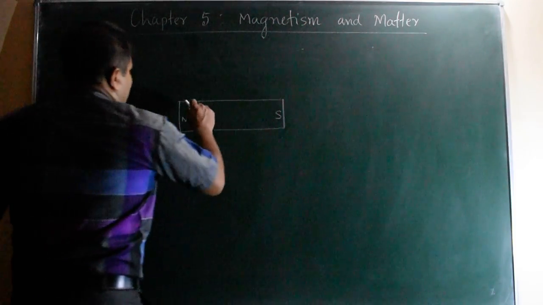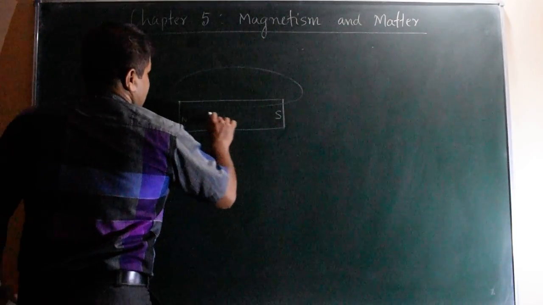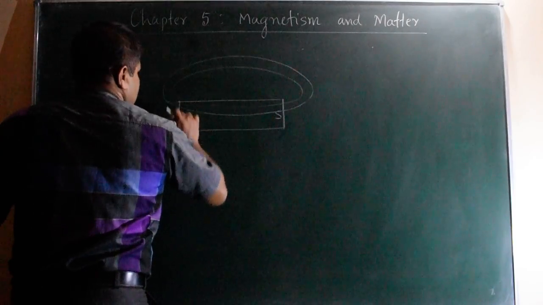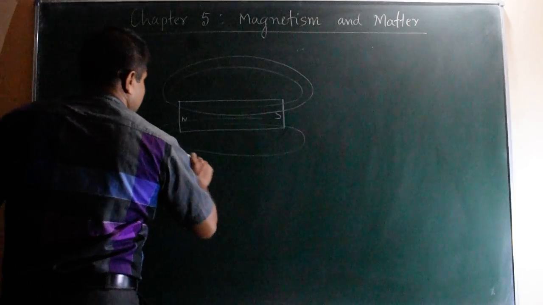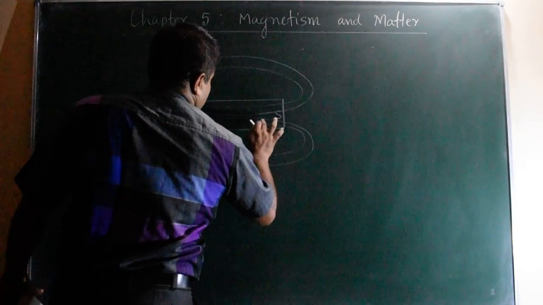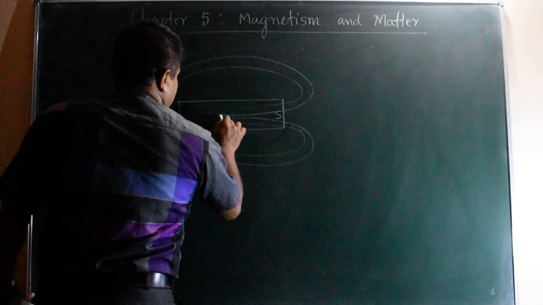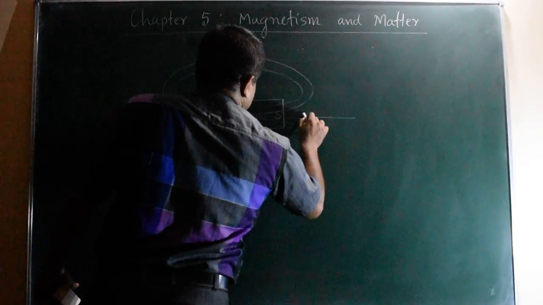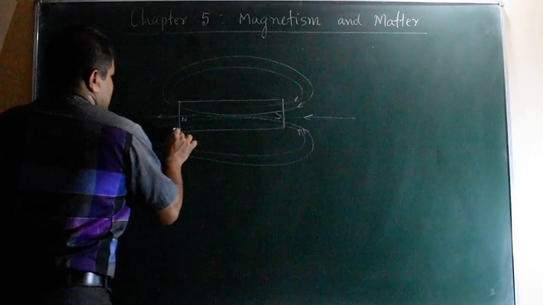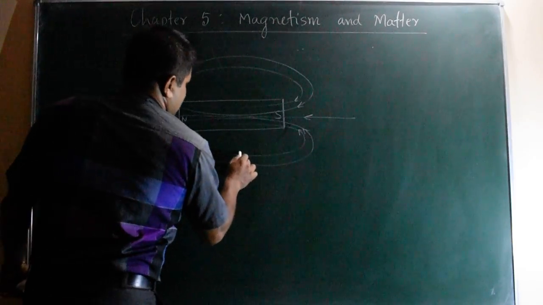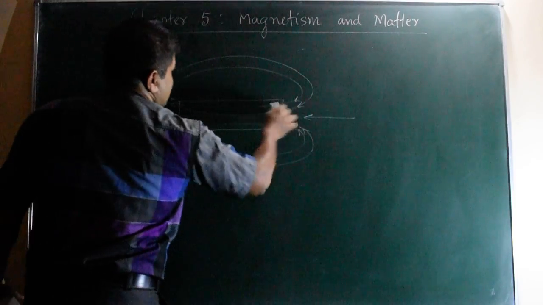The field lines of a bar magnet are like this, closed loops, but with no intersection of the field lines. Field lines do not intersect in the case of magnetic field lines, and the field lines come out of the north pole and enter into the magnet from the south pole.